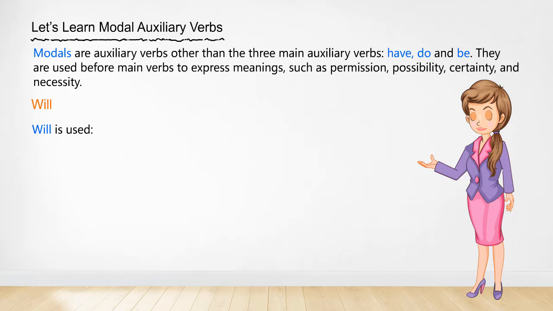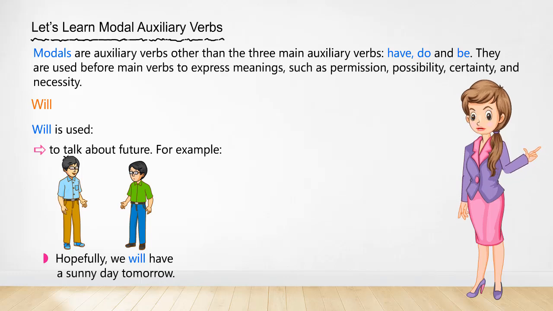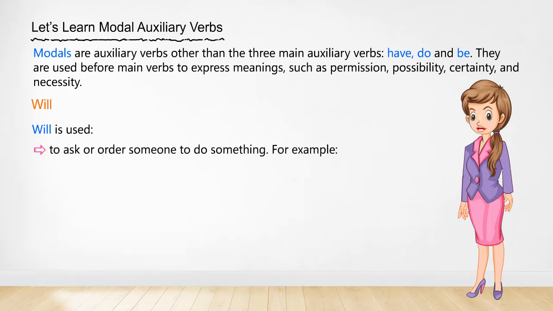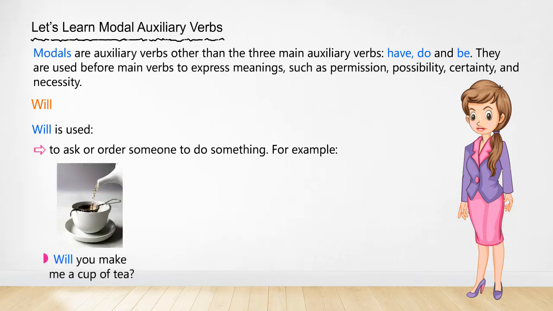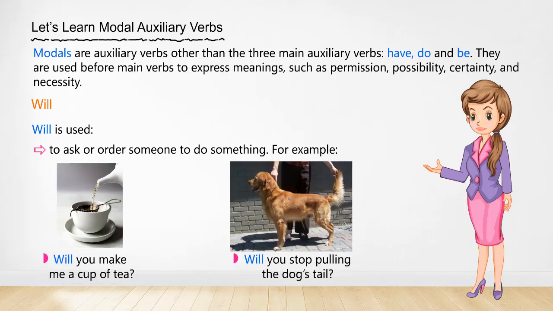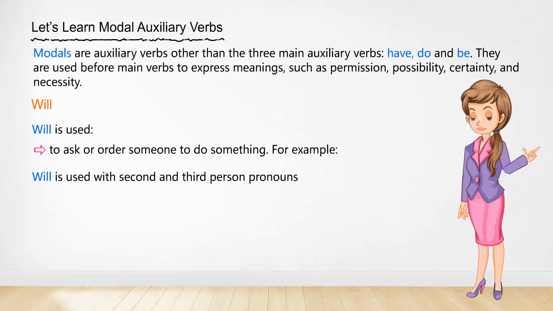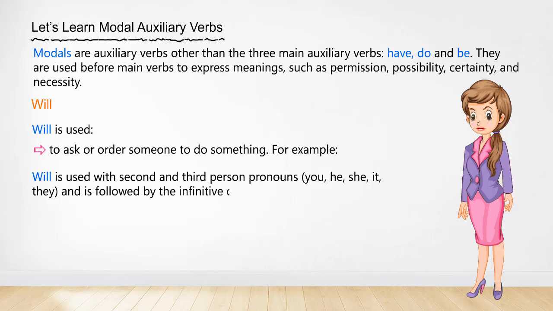Will. Will is used to talk about the future. For example, hopefully we will have a sunny day tomorrow. I will never come here again. To ask or order someone to do something. For example, will you make me a cup of tea? Will you stop pulling the dog's tail? Will is used with second and third person pronouns you, he, she, it, they, and is followed by the infinitive of another verb.